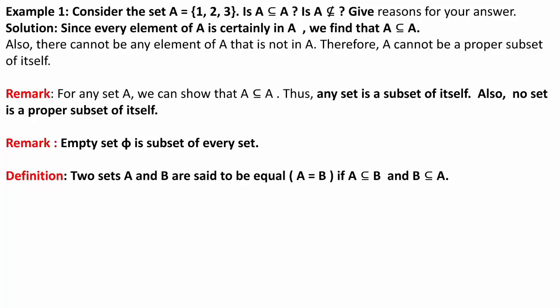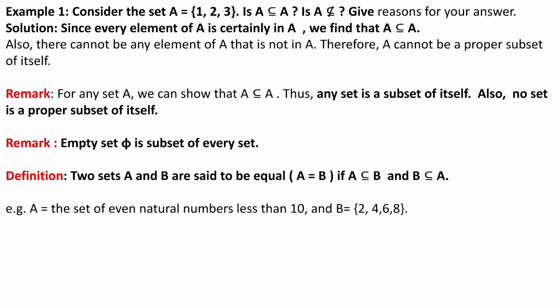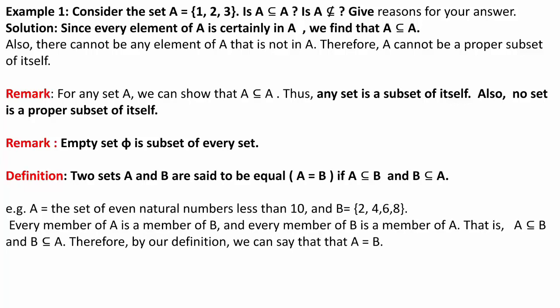If this happens, every element of A is an element of B and every element of B is an element of A, then A and B are said to be equal. For example, A equal to the set of even natural numbers less than 10 and B is the set {2, 4, 6, 8}. Then every member of A is a member of B and every member of B is a member of A. That is, A is a subset of B and B is a subset of A. Therefore, by our definition, we can say that A equal to B.